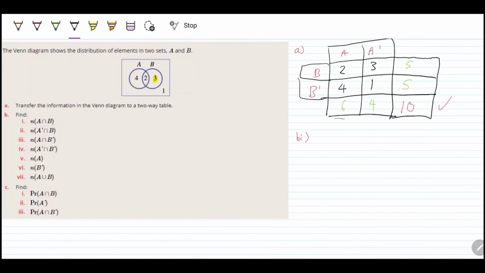So let's have a look at B(i). This one is asking us to find the number of elements in A intersecting B. This is just going to be 2. For B(ii), this is going to be the number of elements not including A intersecting with B, so in other words, only B. This will be 3. In B(iii), we know this is going to be the number of elements which are in A and not B, so only A. This will equal 4.